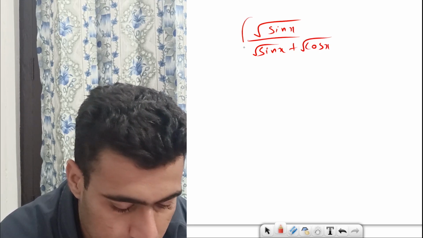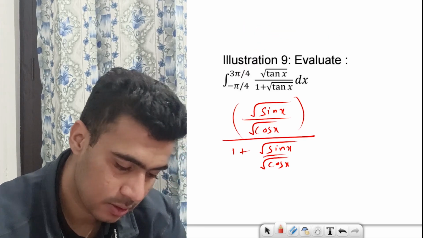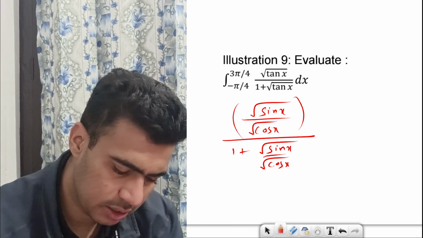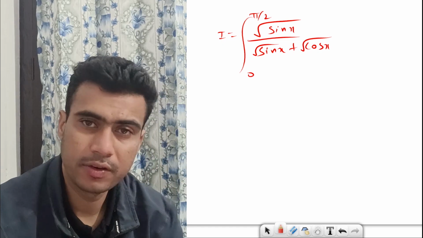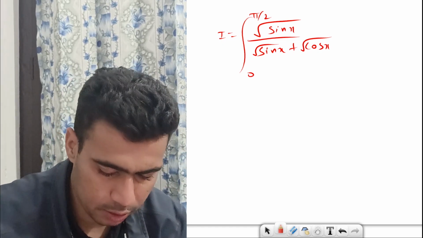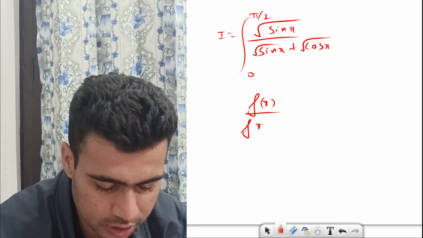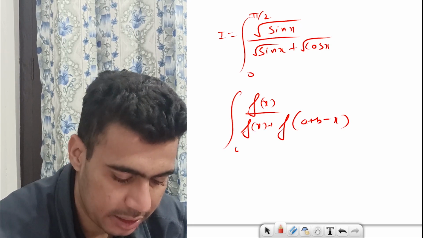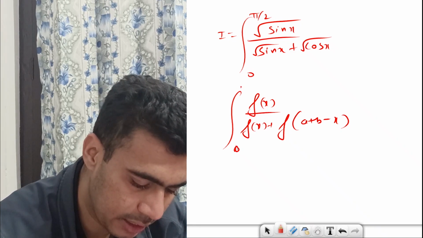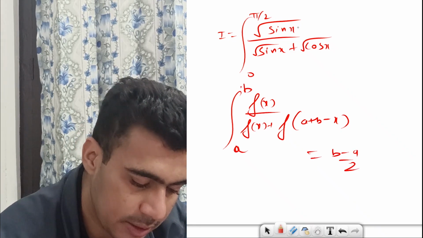Now in the theory part, I have told you earlier that I've just applied the property as of now, nothing else has been done. So this is your I. In the property, I've shown you that if f(x) plus f(a plus b minus x) is there, and the integration is from a to b, then it is actually b minus a by 2. The same thing is happening here.